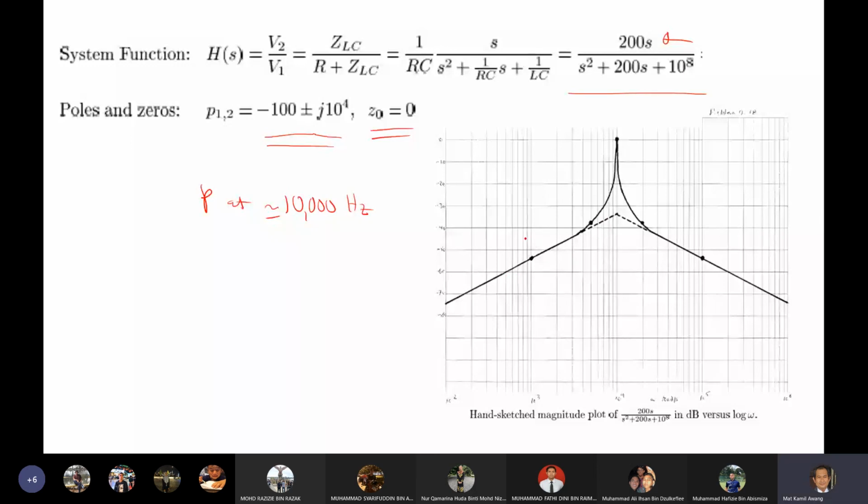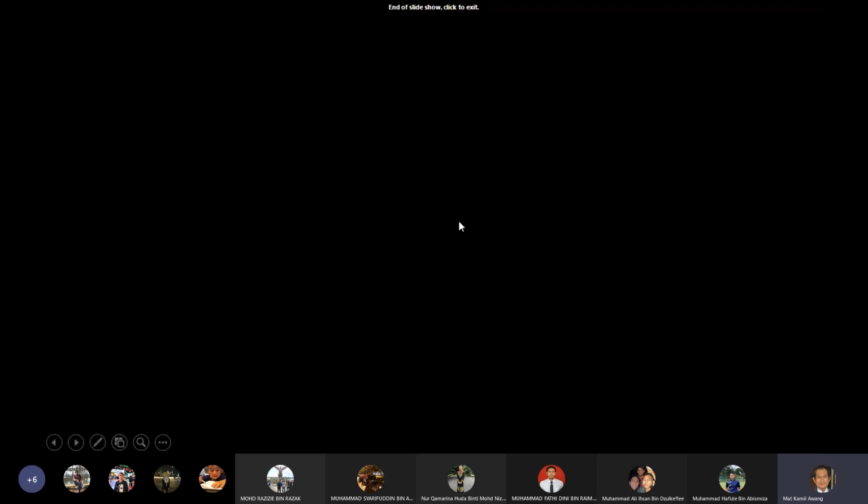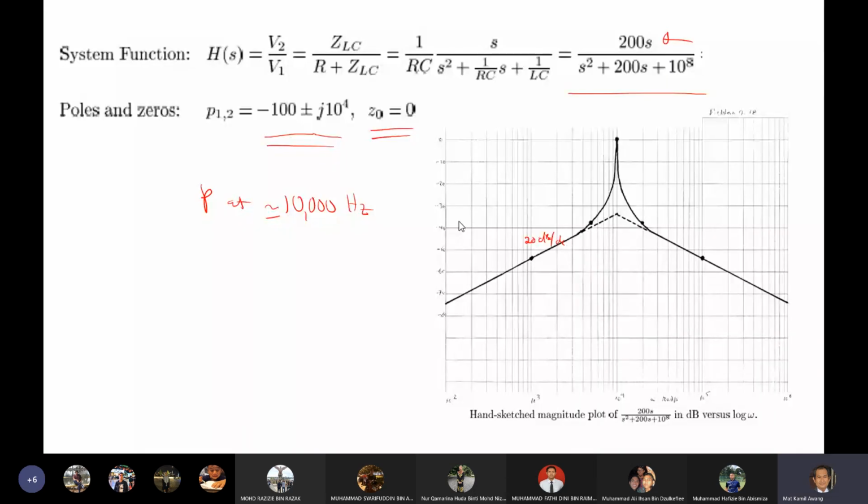So this is actually 20 dB per decade, and you have two poles here. So when you draw, you get that. Okay, that is the Bode plot. Any question?